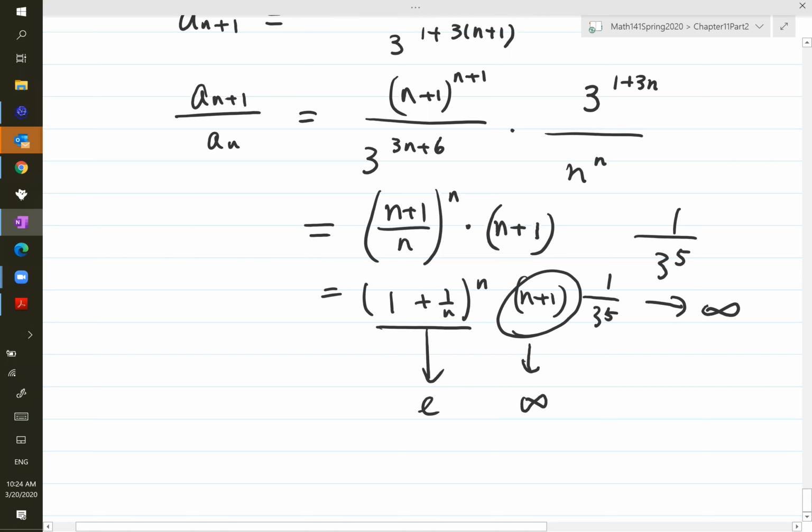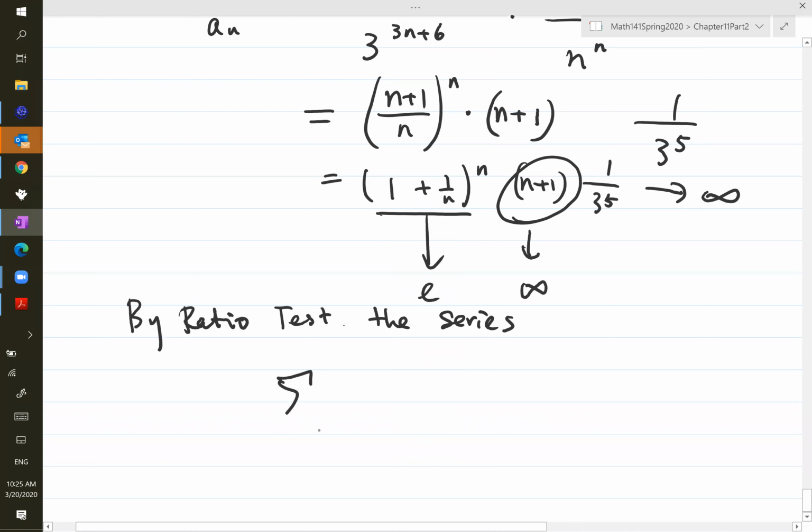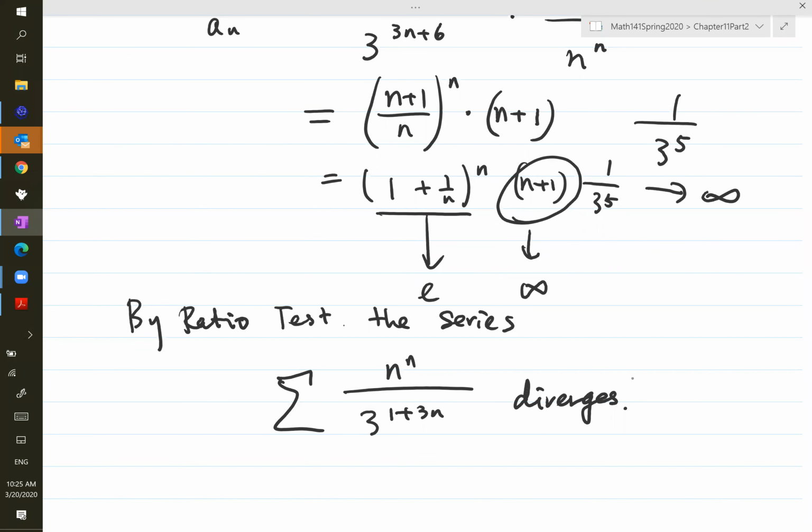So we can conclude, by the ratio test, since the ratio is approaching infinity, the series n to the power n over 3 to the power 1 plus 3n diverges, because the ratio is greater than 1. Okay, this gives us the ratio test. Now we talk about the root test.